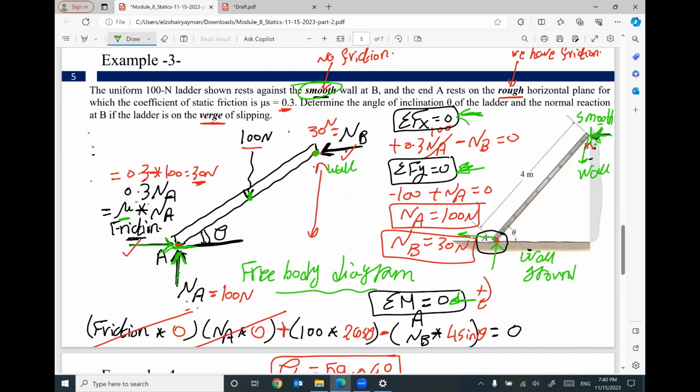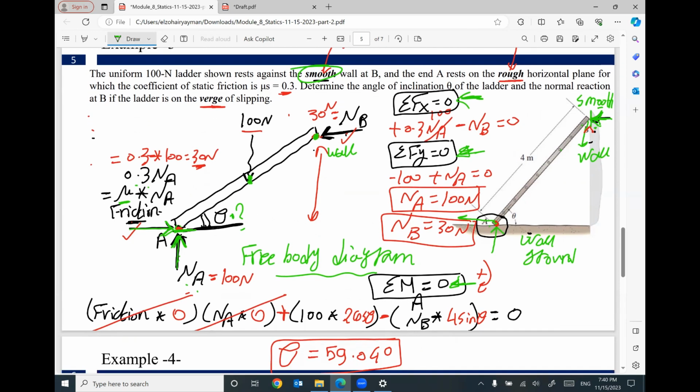We have three reactions, and I can find them. And angle theta is unknown. So I can find all of them by applying the three equilibrium equations. And I figured out all of them, the reactions and the angle theta. Do you have any questions so far?